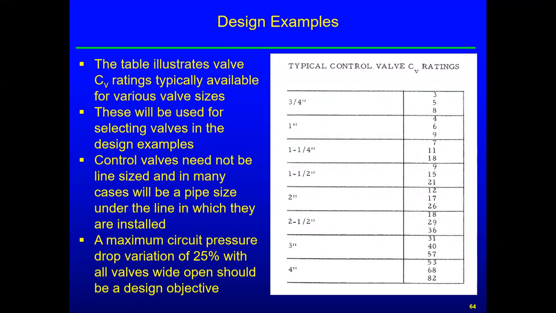Now, in the spreadsheet you all did, there was a geometry factor that you calculated and put into your spreadsheet. Bell and Gossett glosses over that geometry factor in these slides. It is proper to include that, or I guess they would just say that any geometry factor is included in the CV rating, but that's obviously not the case. And this last note: a maximum circuit pressure drop variation of 25% with all valves wide open should be a design objective. We'll talk more about that when we go through the particular examples.